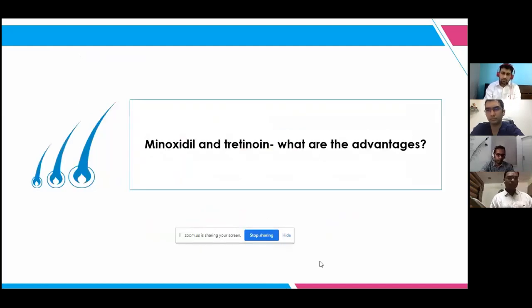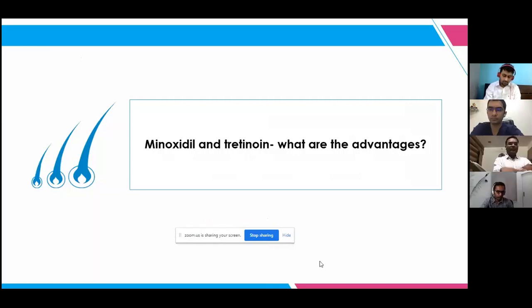Coming to minoxidil and tretinoin alone, what are the advantages, Dr. Anand? Yeah, this question: tretinoin will increase the absorption of the minoxidil. At least three times more absorption of the minoxidil along with the tretinoin, because tretinoin is an exfoliating agent. The scalp scales will be removed and it will increase the absorption of the minoxidil.